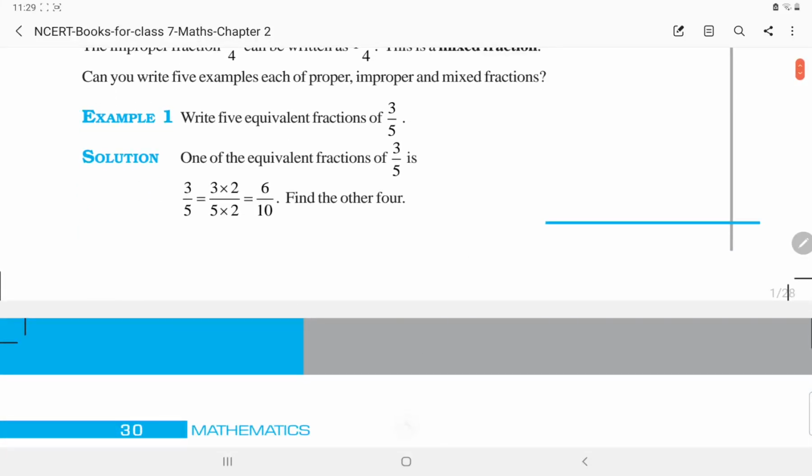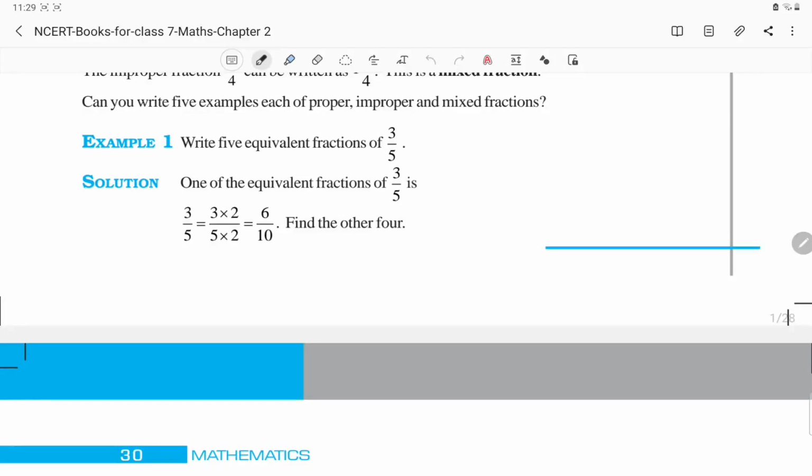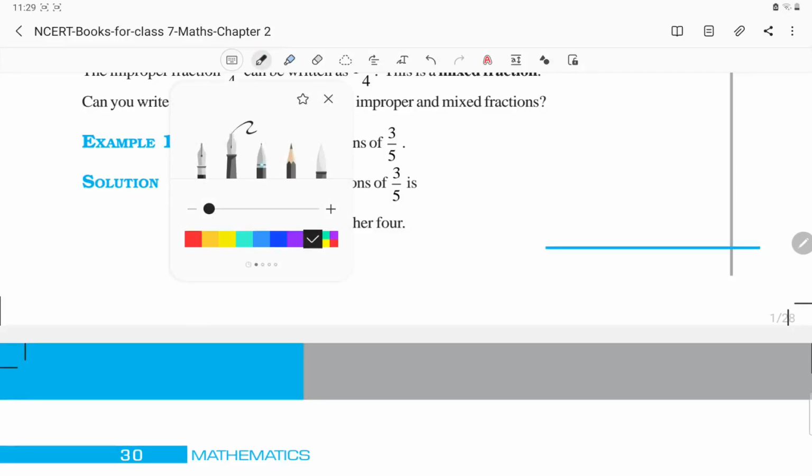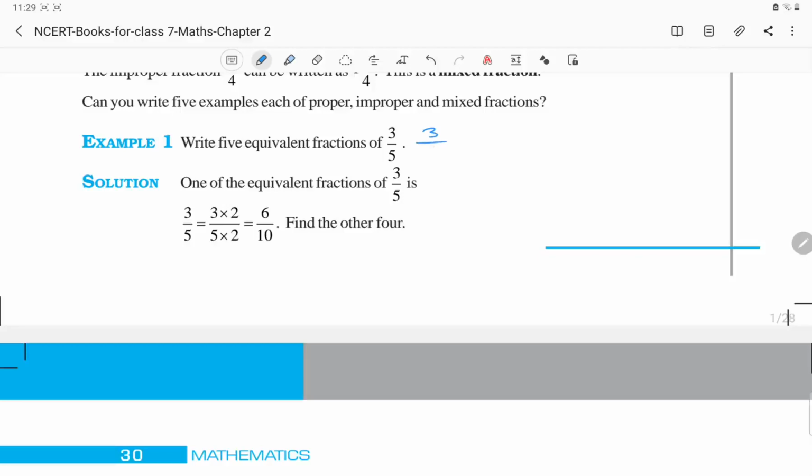Example 1. Write 5 equivalent fractions of 3 by 5. Let's see here, we have 3 by 5. So you times the top by 2, and times by 2 for the bottom as well. So 6 by 10.